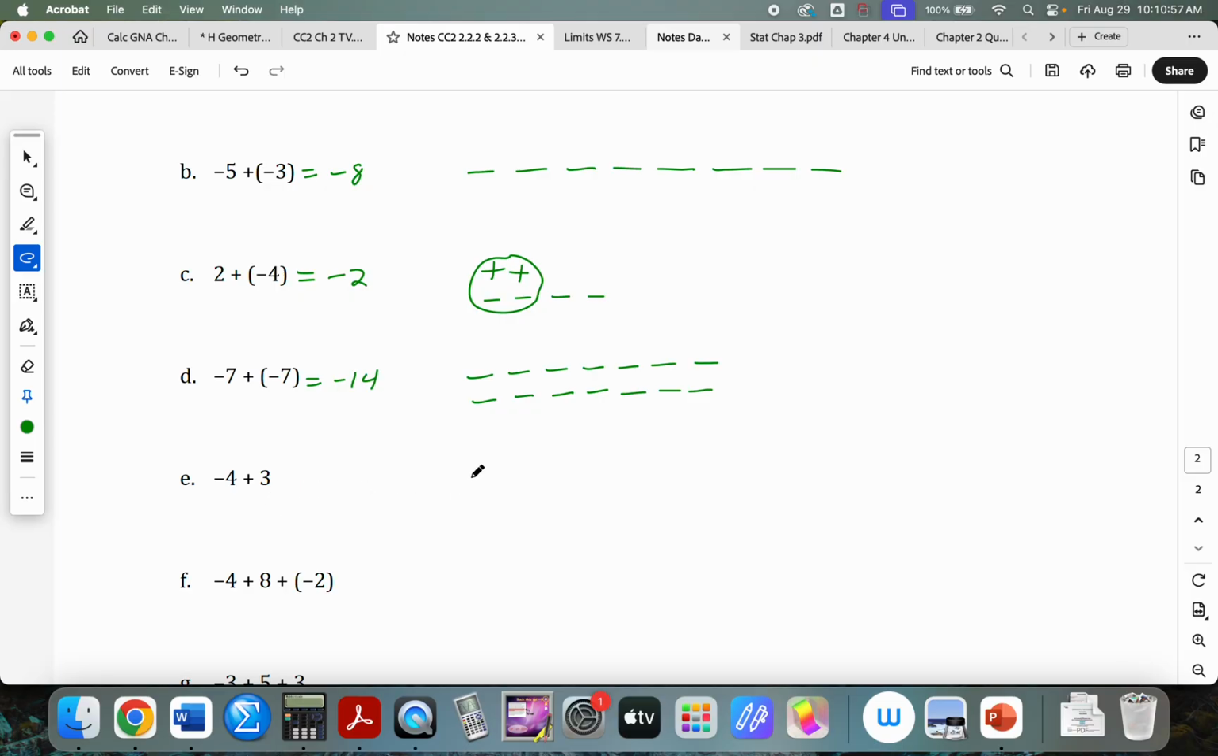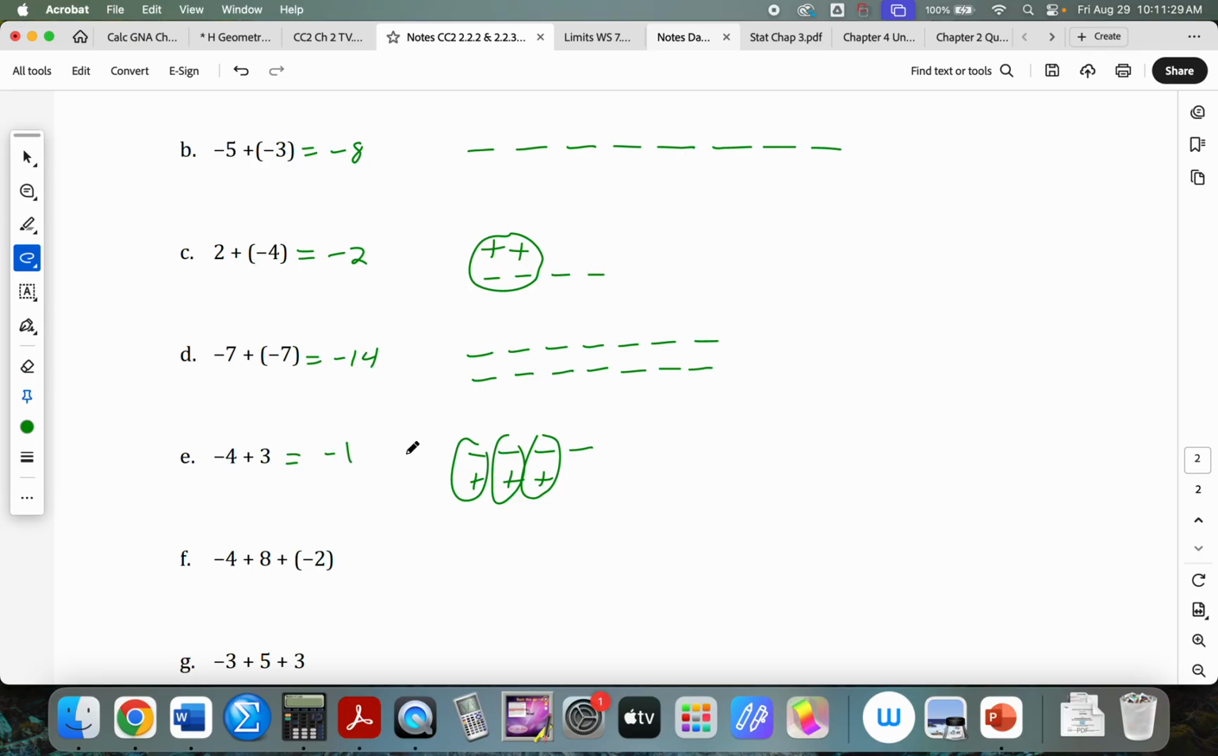For the next one, we have 4 negatives, followed by 3 positives. That's a 0, that's a 0, that's a 0. We've got 1 negative. Have you noticed that when they're both negative, we get a bigger number, and when one's positive and one's negative, we get a smaller number? Yes. They're just real different.